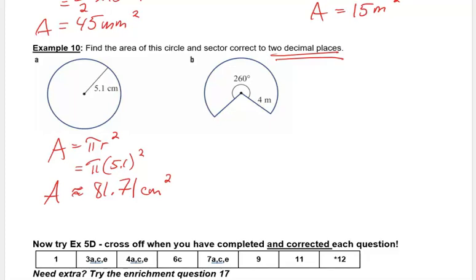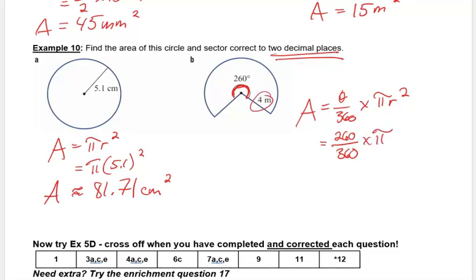Now, sector is the same thing. The area of a sector is whatever the fraction is of, or times, the whole area, pi times the radius squared. So we get the fraction by using our theta number. So we've got this big angle here as 260 over 360 times pi times, what's our radius? 4, pi times the radius squared.